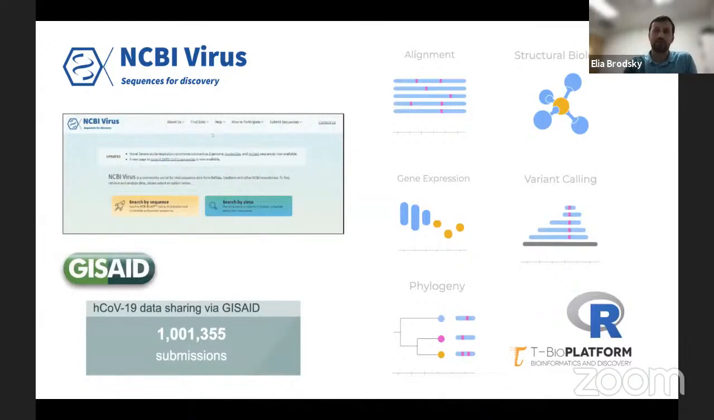We'll talk about structural biology, how we can map these variants onto the structure of the critical proteins like the spike protein. And we'll talk about variant calling, how in all of this data that comes from different sources with different methods of sequencing, different depth of sequencing, how can we extract confidently the specific variants that are of interest?